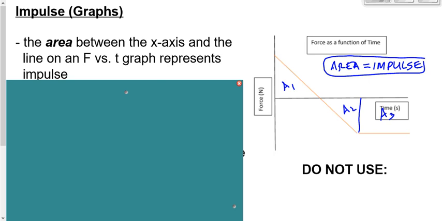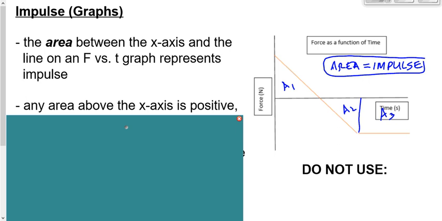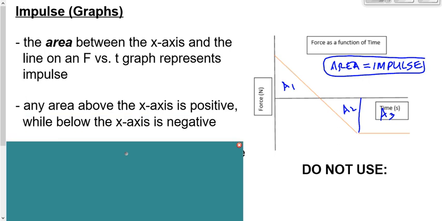Set A1 to be positive because it's above the x-axis. Set A2 and A3 to be negative because they're below the x-axis. So the basic thing you got to remember is area equals impulse. Then you got to watch out for units. You got to also watch out for the area above the x-axis to be positive and the area below the x-axis to be negative.